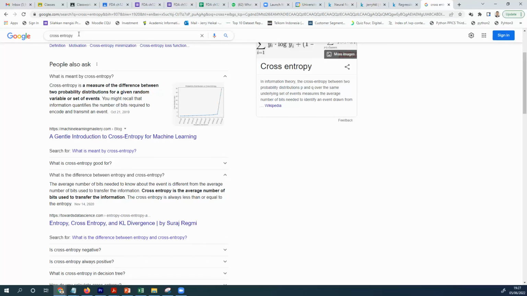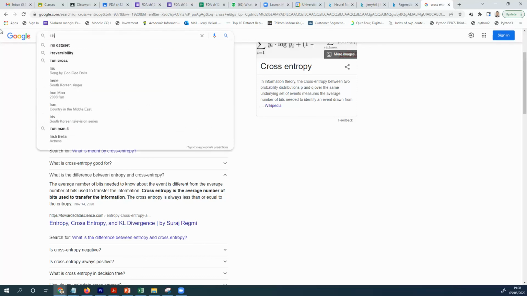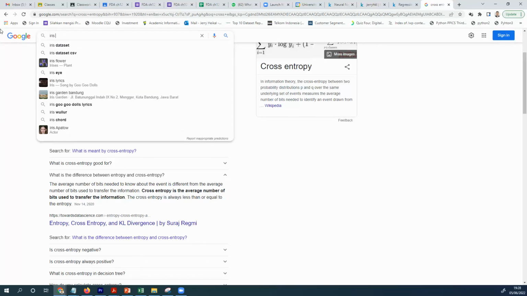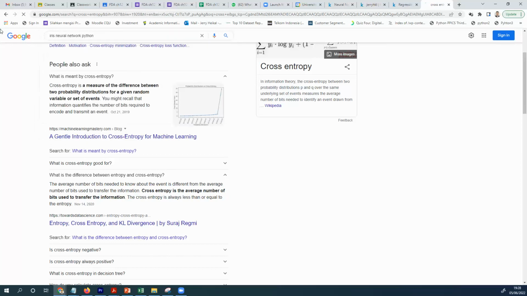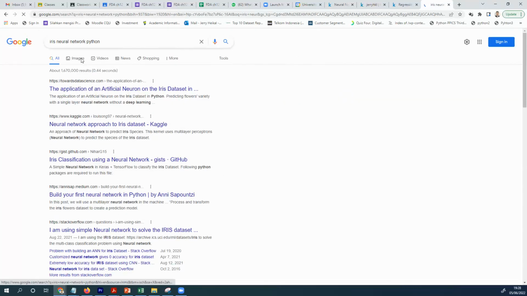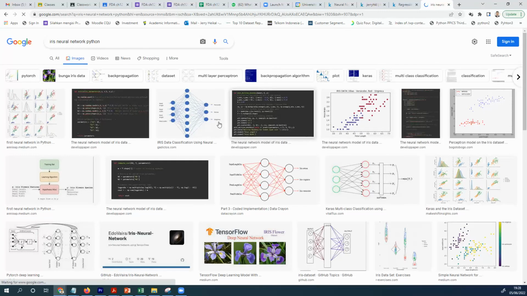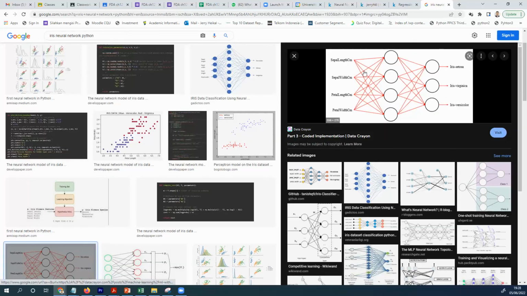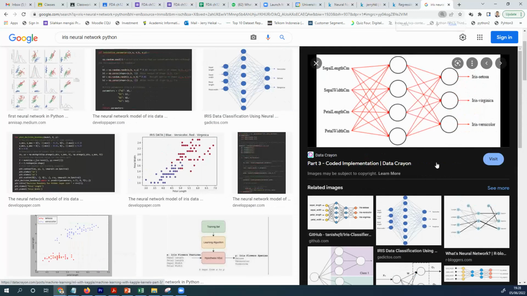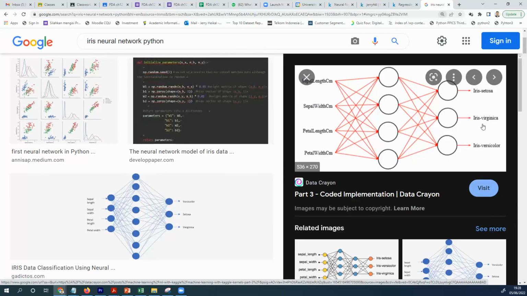Iris data, neural network, Python, image, iris. This one. Okay, the names are Setosa, Virginica, and versicolor.